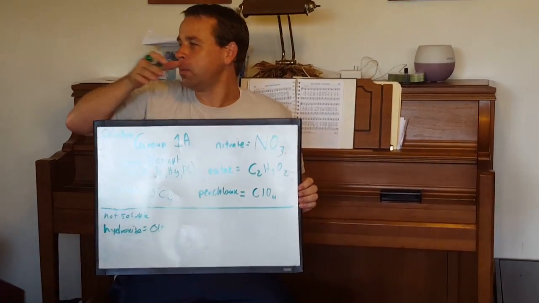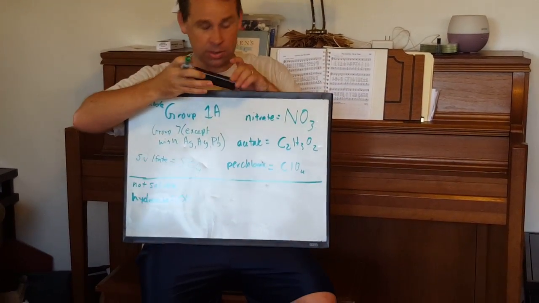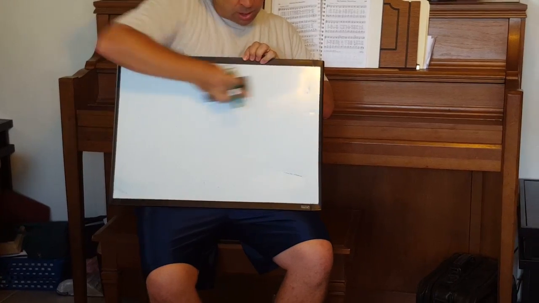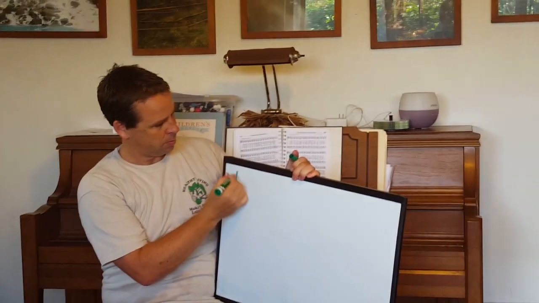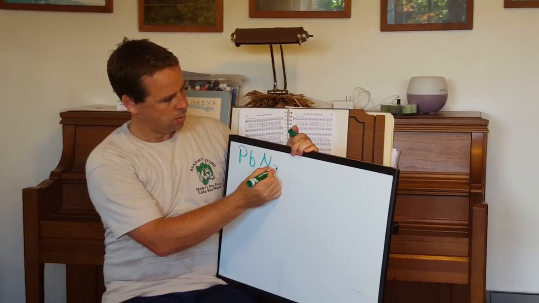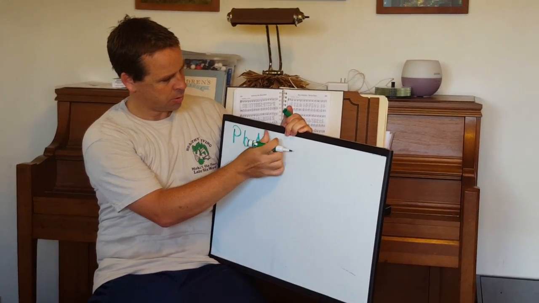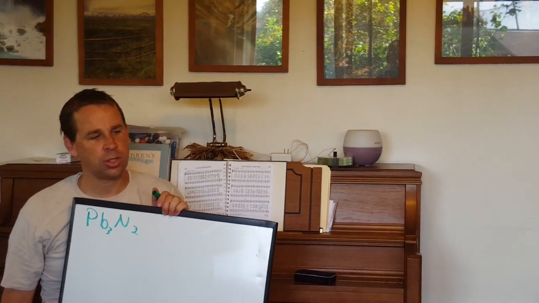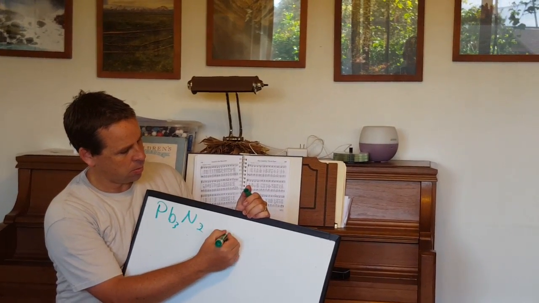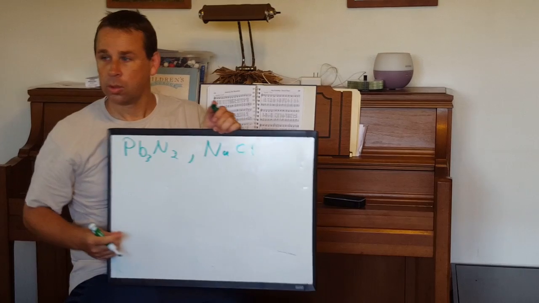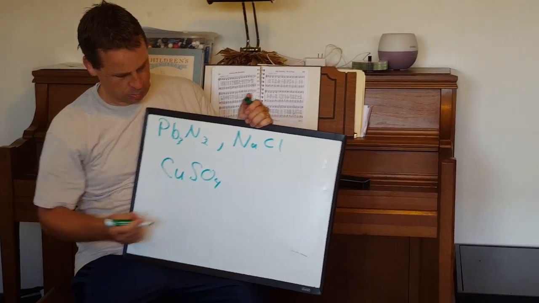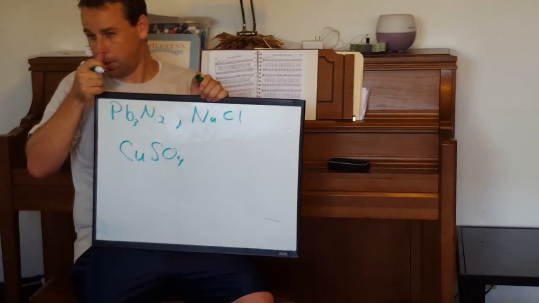Well, let me tell you the story behind solubility for these compounds. I'm going to draw the compounds that I've drawn so far. What was the first one we did? Lead. This is called lead nitride, not nitrate. Here's another one that we worked with yesterday. Here's another one that we've seen before.